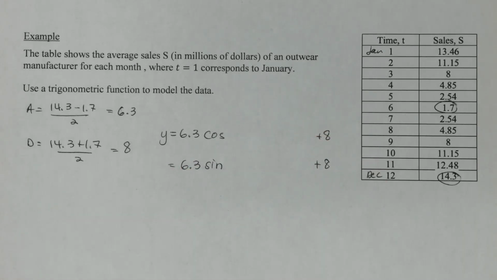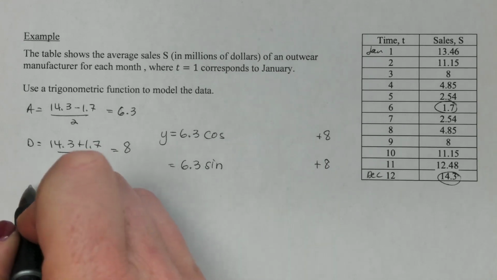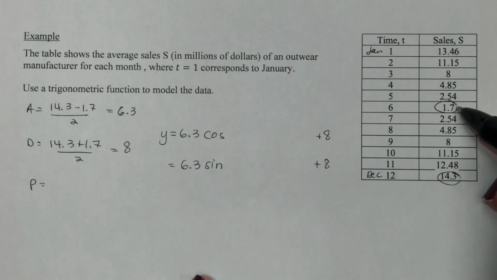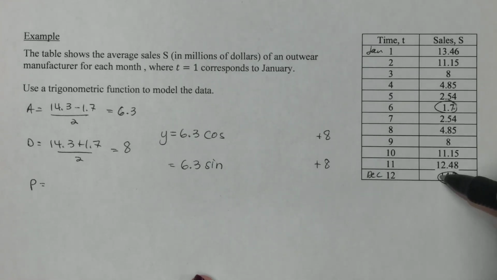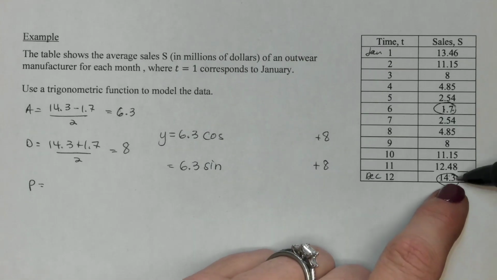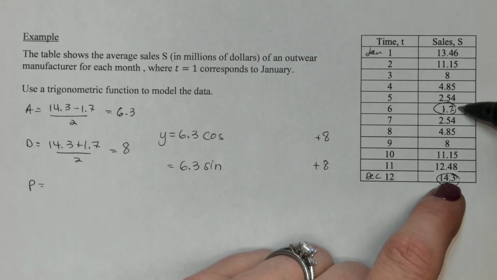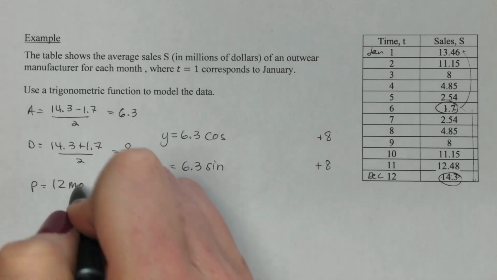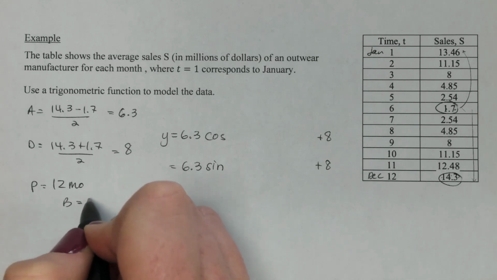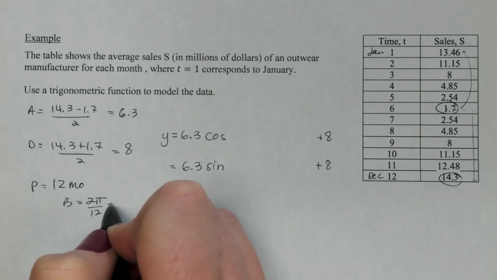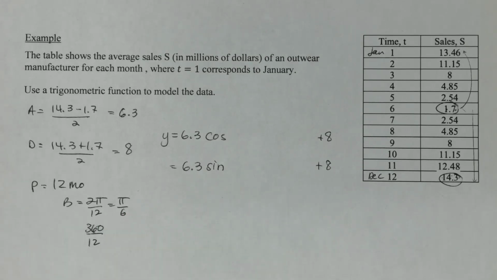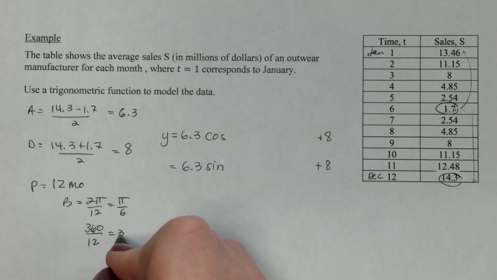So we have to figure out our b value, which is related to our period. Here, I can look at my high value and my low value, and they are separated by 6 months. Every time I go from a high to a low and then back to a high again, it looks like it's going to be 12 months, so the entire period would be 12 months. So our b value would be 2 pi over 12, which is pi over 6. You could also use 360 divided by 12, which is 30.